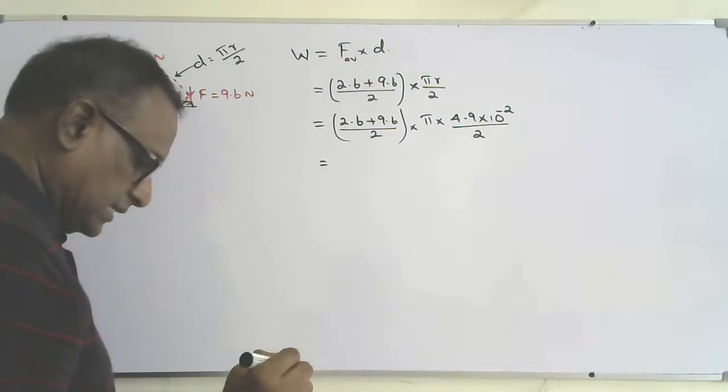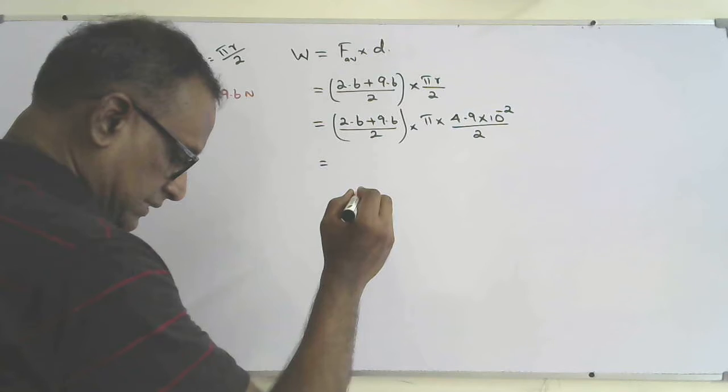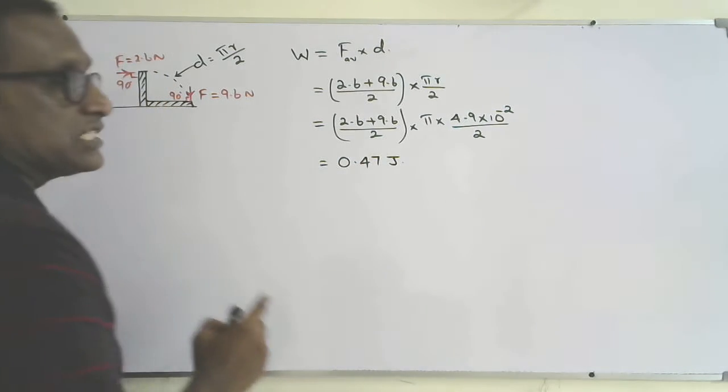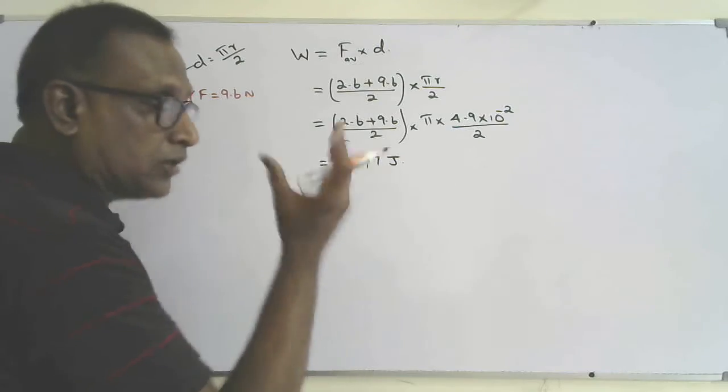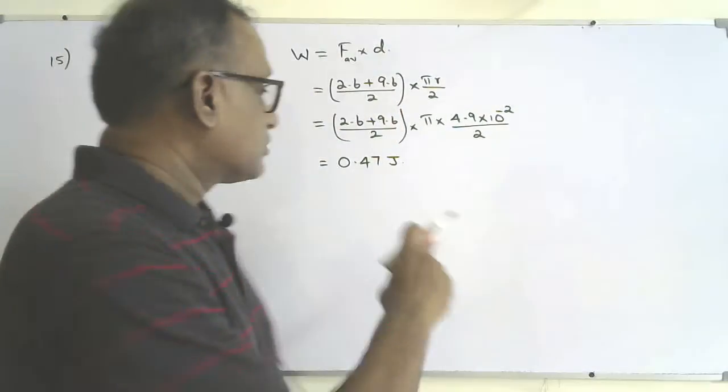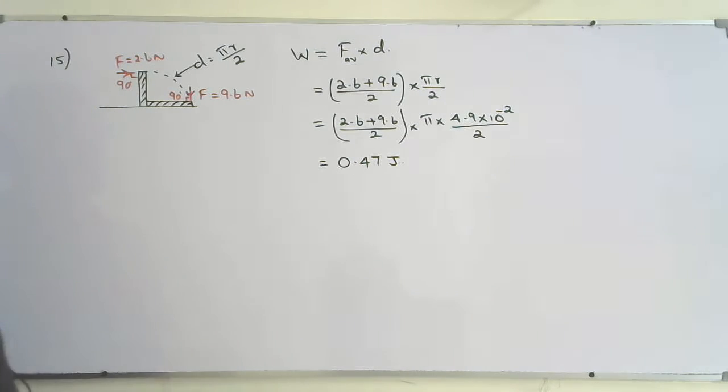Okay, so the answer is 0.47 joules. That's the work done. So the energy stored in the mechanical mouse trap, when you are pulling the lever through 90 degrees, is also the same.